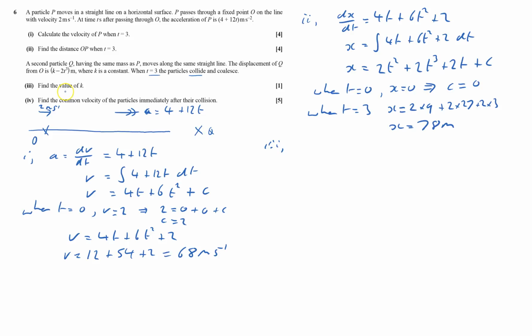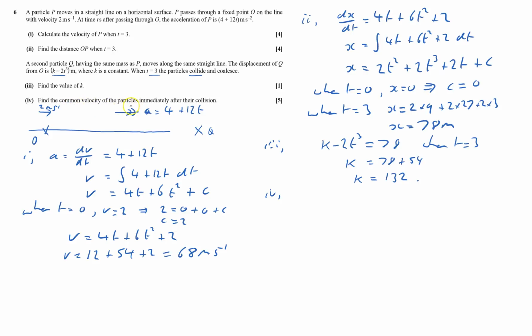So all I need to do to find the value of k, I need to know displacement here, so k minus 2t cubed, that must equal 78 when t equals 3, because there must be the same distance there because they collide, and that will give me that k equals 78 plus 54, and so k will equal 132.